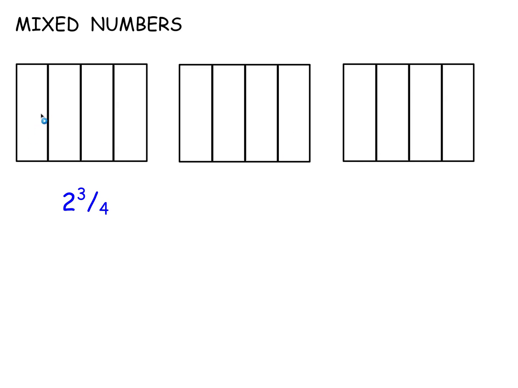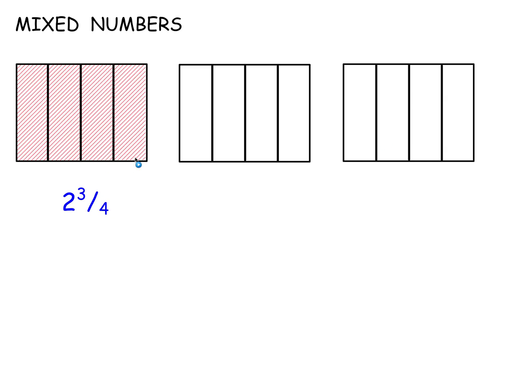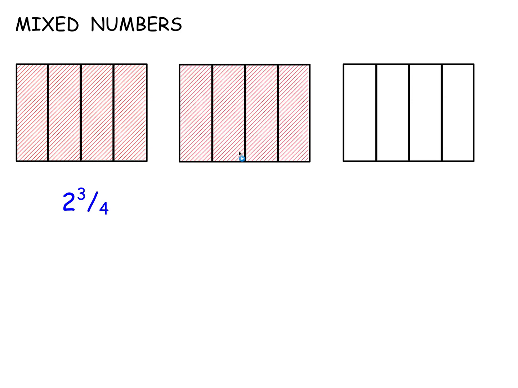Here I've got 3 rectangles, all of them quartered. So there are 12 quarters altogether here. So 12 quarters. That's 4 quarters there shaded. That's now 8 quarters shaded. So that's 2 rectangles gave us 8 quarters.